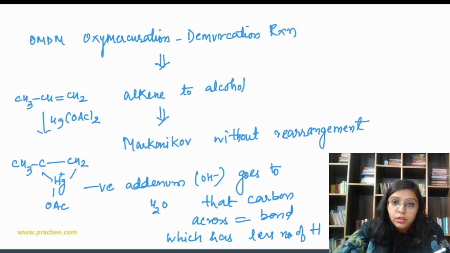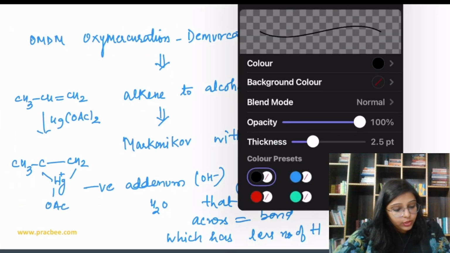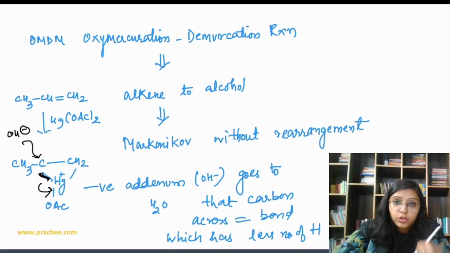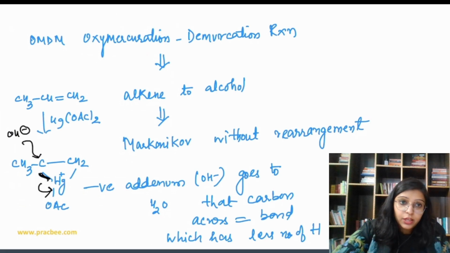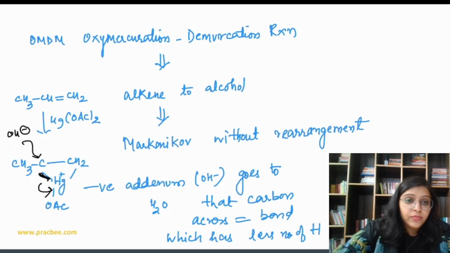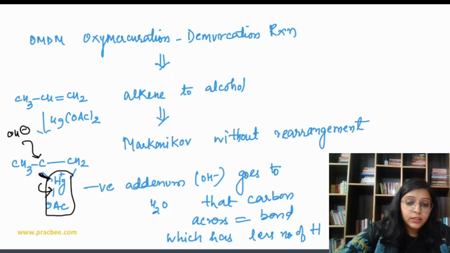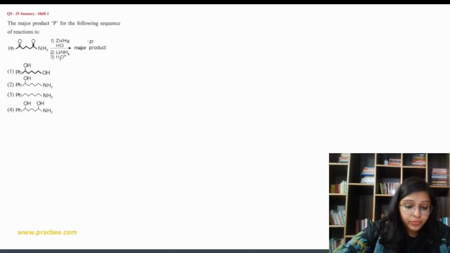Understood? So now what happens? OH minus attacks on this carbon, and this is going to break, which will further react with NaBH4, converts to hydrogen, right? Or in presence of NaBH4, this is going to reduce. Clear? So that's a part of OMDM.